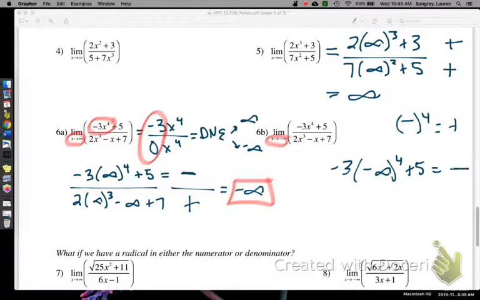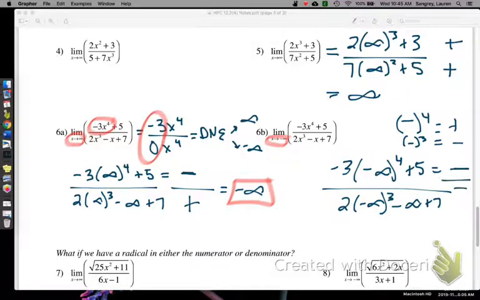So I have negative in the numerator. In the denominator, I have 2 times negative infinity to the third power minus infinity plus 7. A negative value to the third power is going to stay negative. So I have a negative infinity times 2. Now I'm even more negative. Subtracting another infinity, more negative. Adding 7, not going to change me to positive with how negative we are right now. So this is a negative value over a negative value, which is going to be a positive infinity.